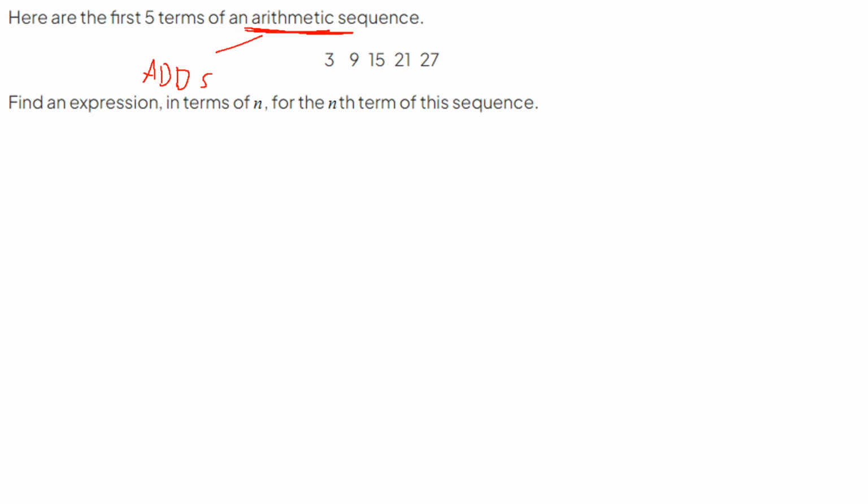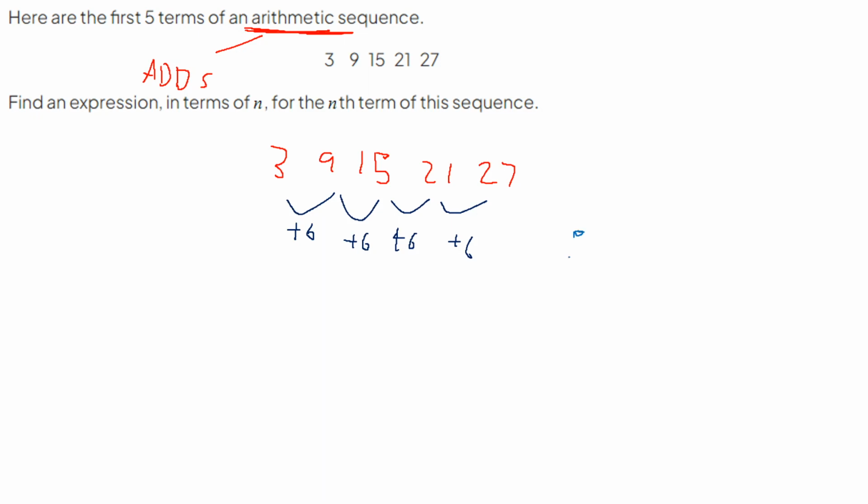So let's write down our sequence. We've got 3, 9, 15, 21, and 27. And now let's work out the common difference. So 9 minus 3 is plus 6. Here, 15 minus 9, plus 6. And here again, we go plus 6. And 27 minus 21 is also plus 6. So because we have a consistent plus 6 with each of our terms, we know that the nth term of this sequence has plus 6n to it each time.